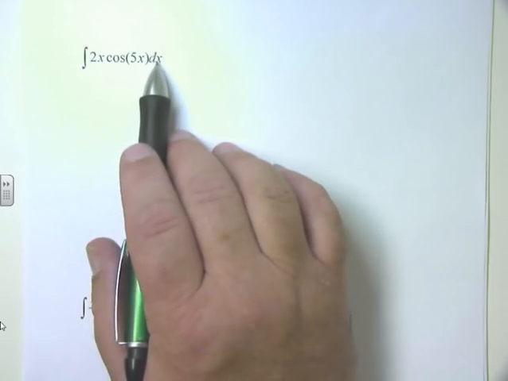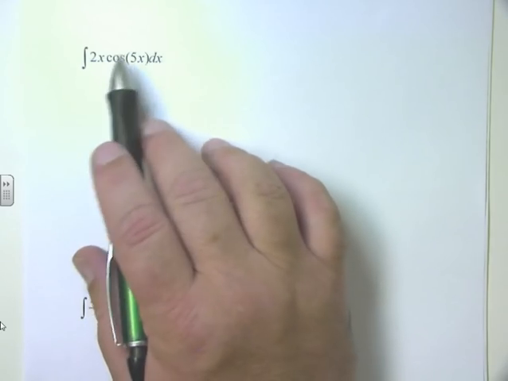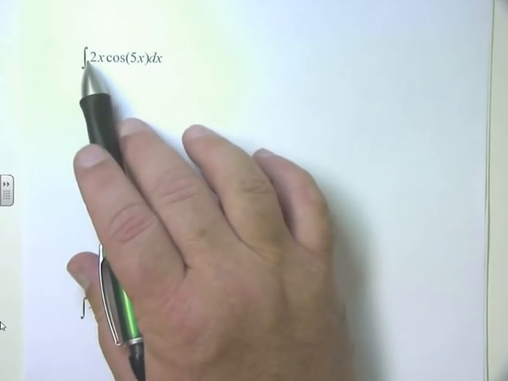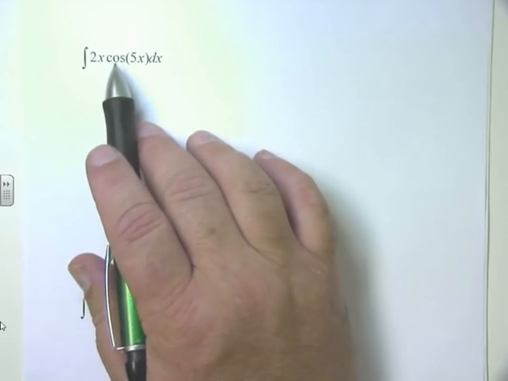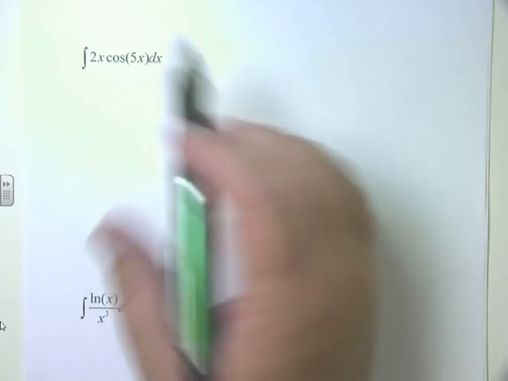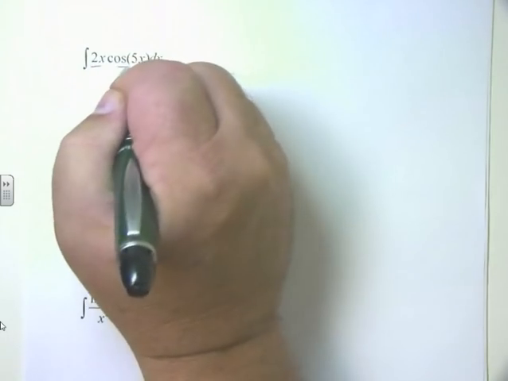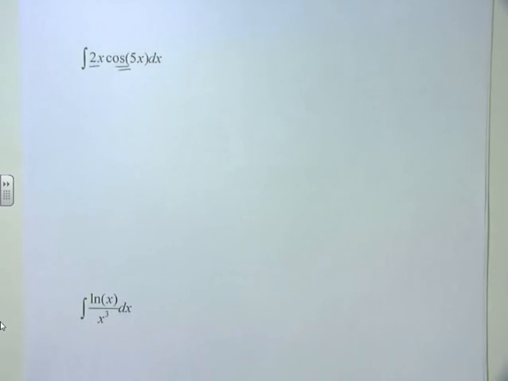That's great. The dx gets replaced with 1/5 du. That's cosine u. And I still got this 2x out front that never got substituted. And remember, with u substitution, everything should be substituted. So u substitution doesn't work. And again, it's a product. It's the integral of 2x times cosine of 5x.